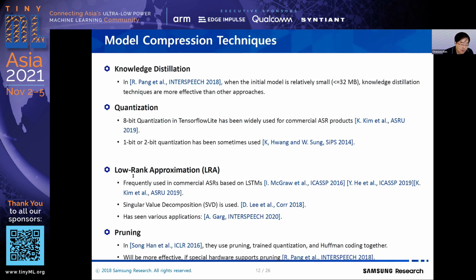And low-rank approximation is also popular. Neural networks can be represented as matrix multiplication, and by using SVD, singular value decomposition, and low-rank approximation, we can reduce the size of matrices. By reducing the size of matrices, we can reduce the model size.